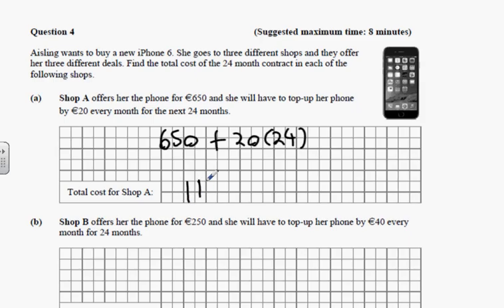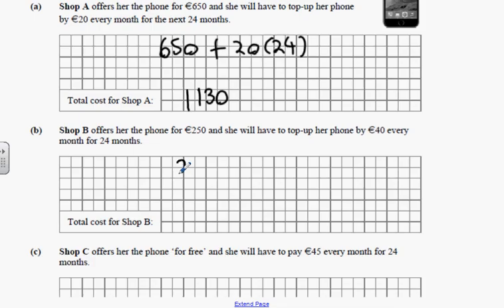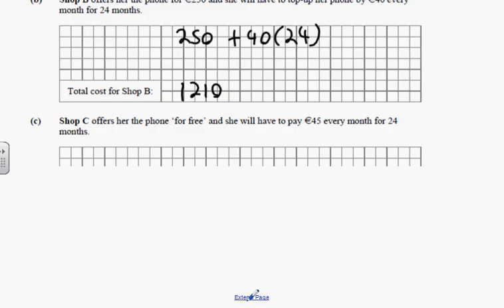1,130. Okay. The next shop is offering it for €250 and she'll have to top up €40 every month. So 250 plus 40 times 24. Thank you. And finally, the last shop. Shop C offers the phone for free, but she'll have to pay €45 for 24 months. 24 times 45? 960. Oh, sorry, 1,080.